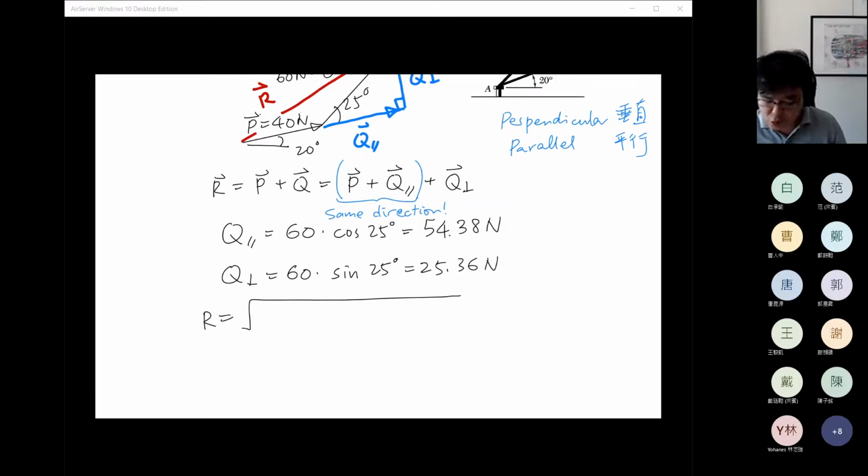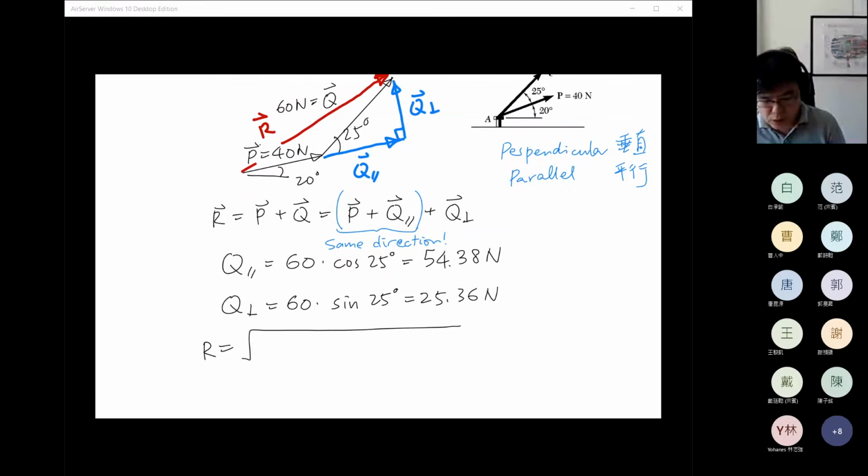And of course, we know these two parts: P plus Q parallel is perpendicular to Q perpendicular. So the magnitude of R is equal to the square root of the sums, and I think you know, if you can't understand that, at least you will know when I write it down.